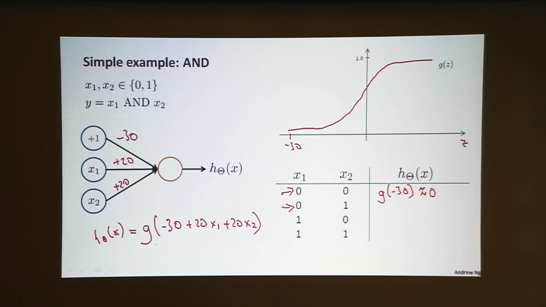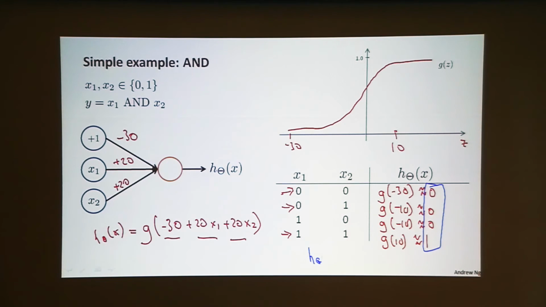If the input is 0, 1, then that's g of negative 30 plus 20 plus 0, so that's g of minus 10, which is also approximately equal to 0. If it's 1, 0, g of minus 10 is approximately 0. And g of 1, 1, that's the only case where you have minus 30 plus 20 plus 20, so you have g of 10, which is approximately 1, since this is 10 out here. And so if you look in this column on the right, what this means is that h of x is approximately x1 and x2. Because with this little single neural network, the output is 1 if and only if x1 and x2 are both 1.